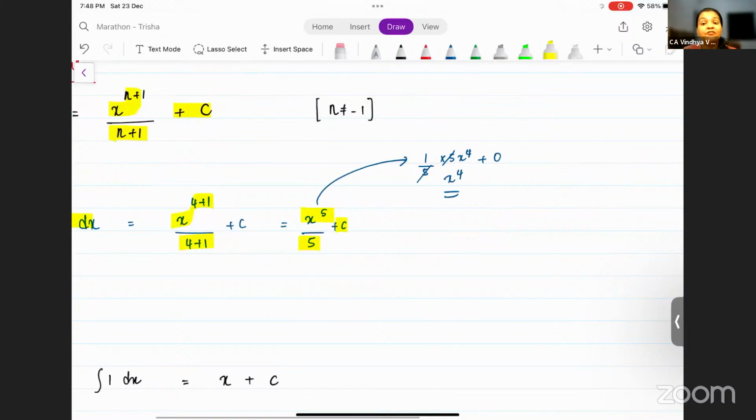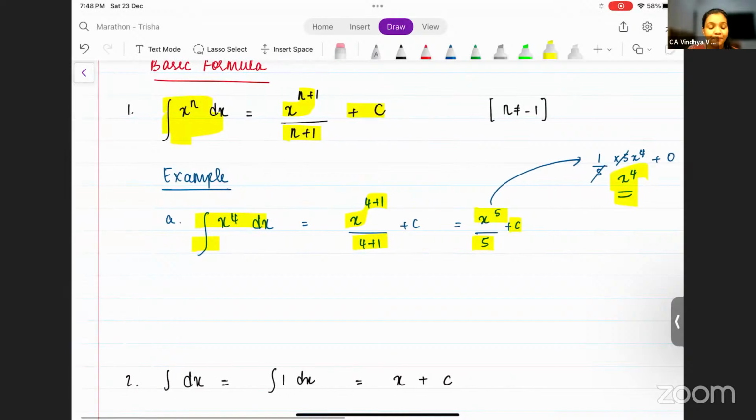Now see here, I've differentiated this. What is the derivative of x to the power 5? It is 5 into x to the power 4. And derivative of divided by 5 is as it is, divided by 5 itself. So 5 and 5 get cancelled. Derivative of a constant is 0, which gives us the answer as x to the power 4. Got it? So if you reverse what you have done in differentiation, you get the value of integration.